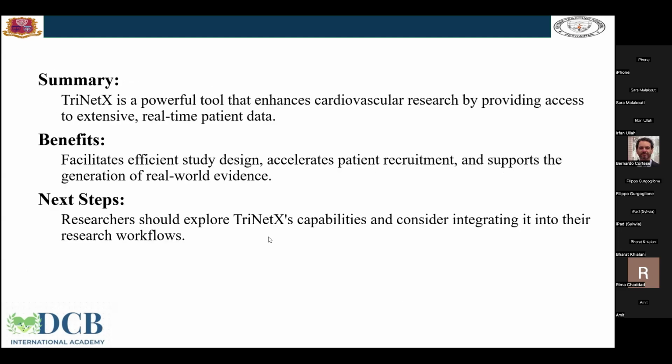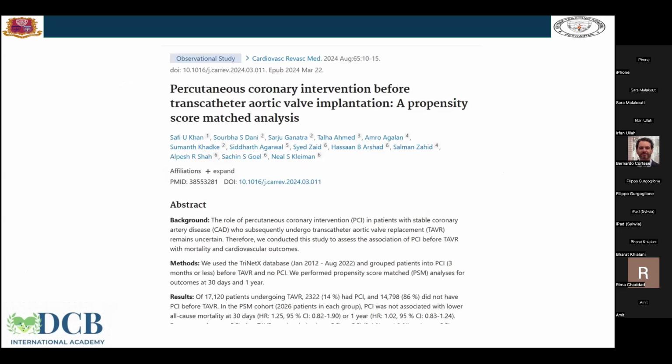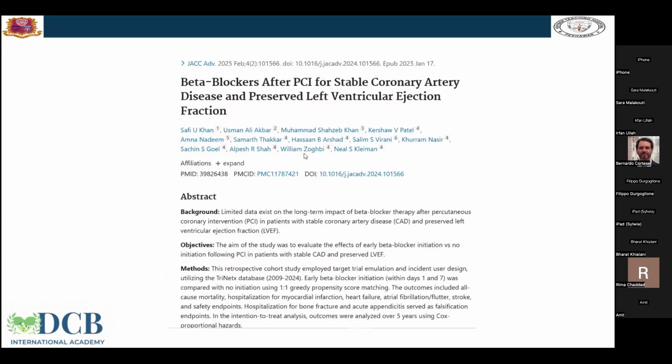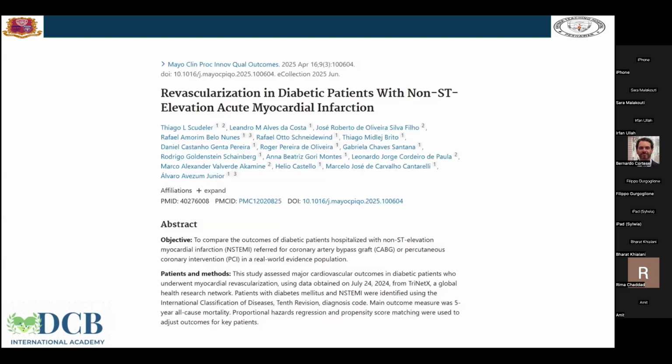TriNetX is a powerful tool that enhances cardiovascular research by providing access to extensive real-time patient data, facilitating efficient study design, accelerating patient recruitment, and supporting the generation of real-world evidence. Researchers should explore TriNetX's capability and consider integrating it into their research workflow. This is one study: percutaneous coronary intervention before transcatheter aortic valve implantation. Another study: beta blocker after PCI for stable coronary artery disease and preserved left ventricular ejection fraction. Revascularization in diabetic patients with non-ST elevation MI.